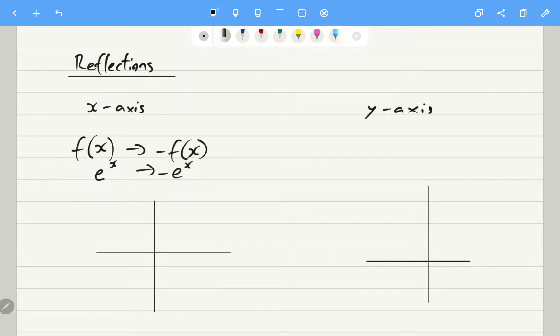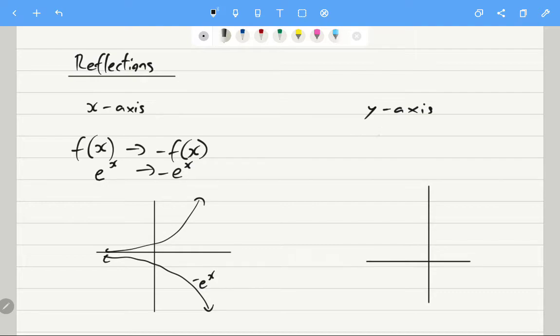Right? The negative just goes on top. So if the original function was this, well, an x-axis reflection is going to look like this, meaning the asymptote is still the same, but instead of increasing, it's now going to be a decreasing function. So this would be minus e to the x.